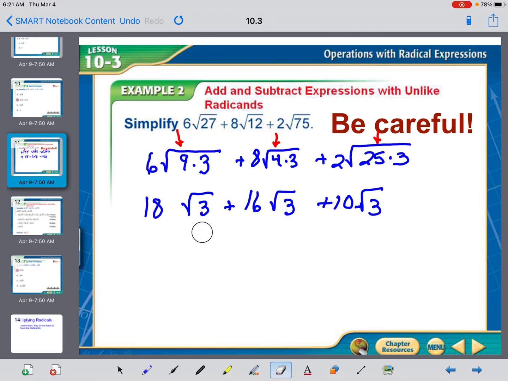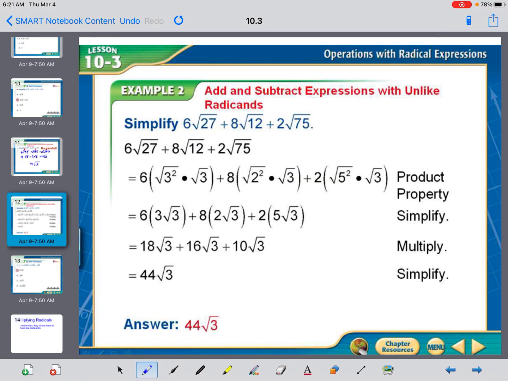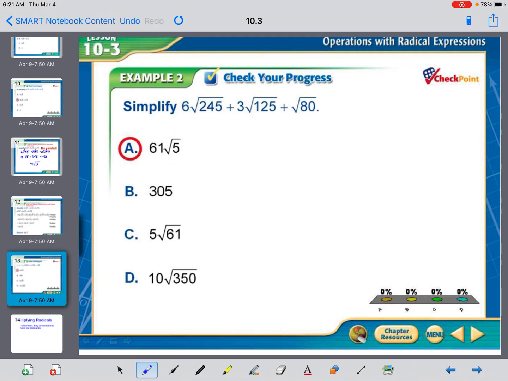In our case, though, something quite interesting happened because we ended up with all like radicals. They all have the square root of 3. So I keep the like radical, square root of 3, and I work with the coefficients, or the outside pieces. 18 plus 16 is 34, plus 10 is 44. That's pretty good. 44 times the square root of 3.